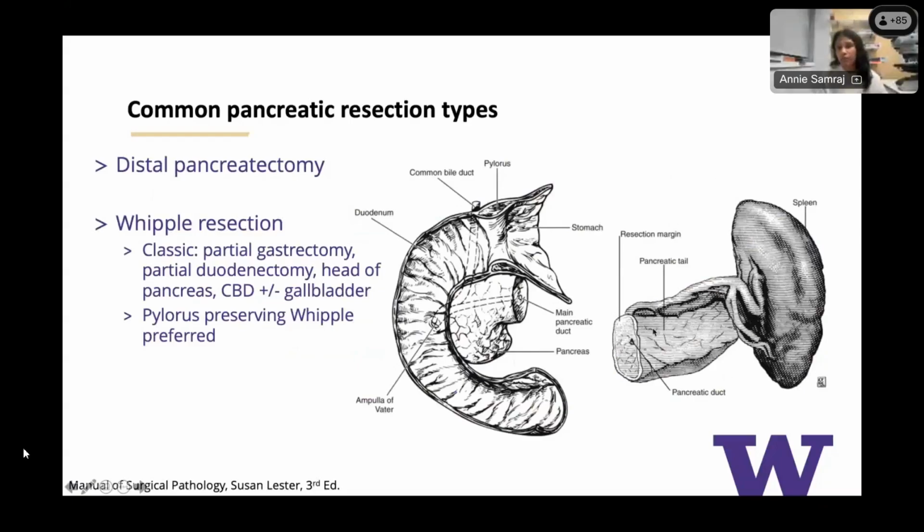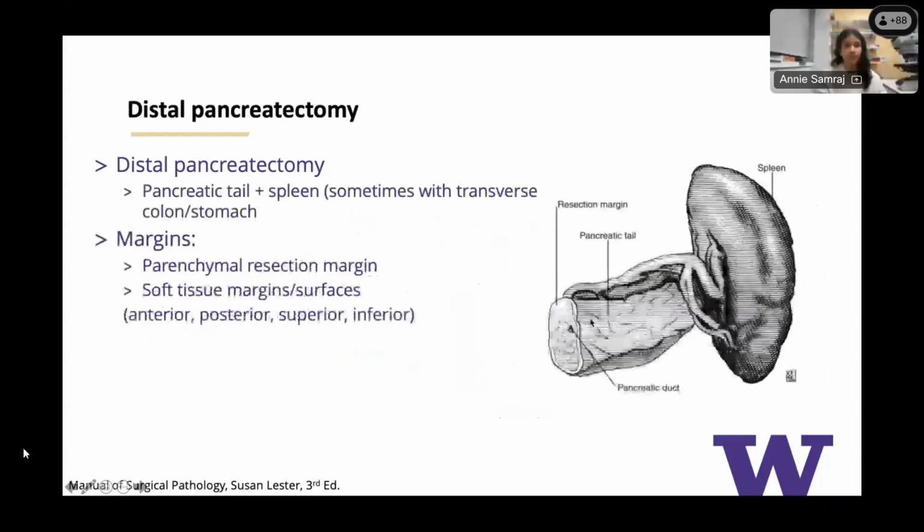And here on the right side, we have a distal pancreatic resection, which is the more common of these two types of resection. And so you can see that it primarily involves the body and the tail. And most often you'll also have the spleen, because we're also removing all of this vasculature. So the spleen also comes out along with the body and the tail of the pancreas.